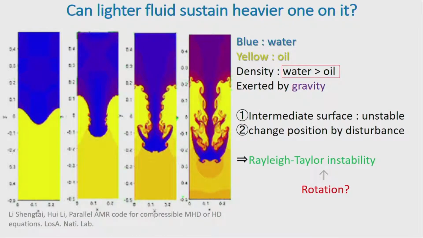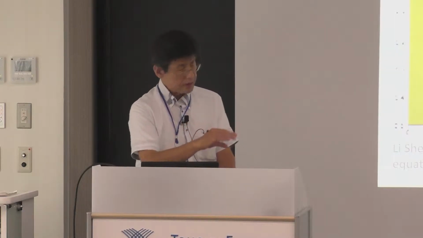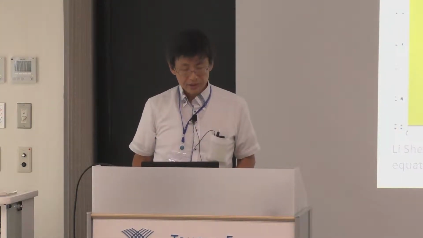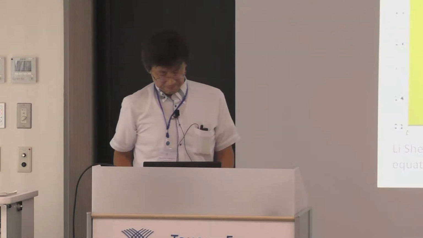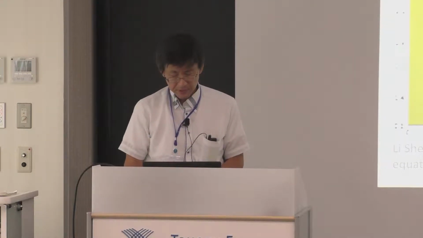Then using this knowledge, we can go to the problem of the two different fluids. Light fluids sustain heavy fluids. Usually, this is unstable by Rayleigh-Taylor instabilities. But if you apply rotation, you can sustain heavy fluid on top of light fluid.